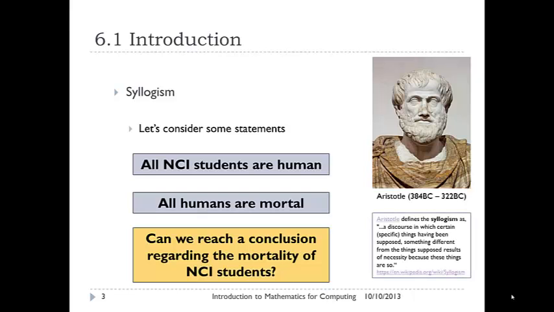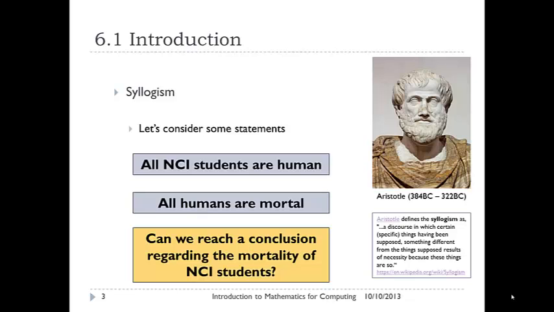So Aristotle would have defined the syllogism in the following way: a discourse in which certain specific things, having been supposed, something different from the things supposed results of necessity because these things are so. So really what that is saying is that we are taking certain statements to be either true or false according to our supposition, and based on our suppositions, logically, can we reach a conclusion? Can we actually create a new statement that is necessarily going to be true based on the initial statements that were either true or false that were under consideration?